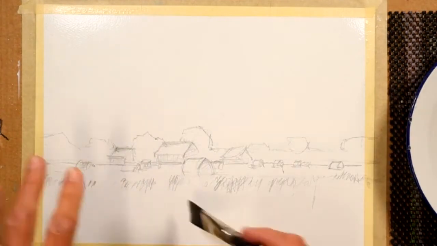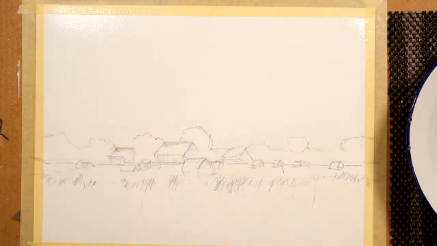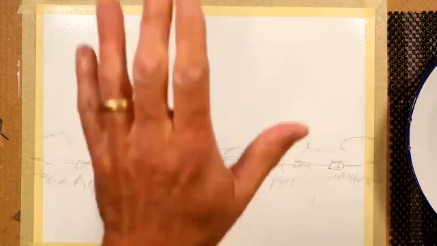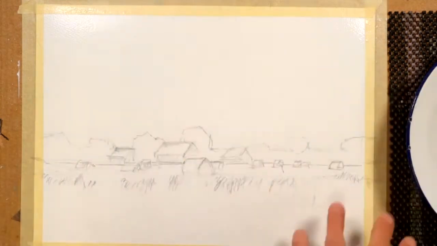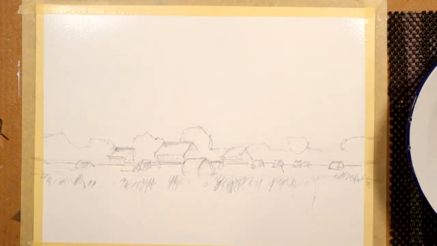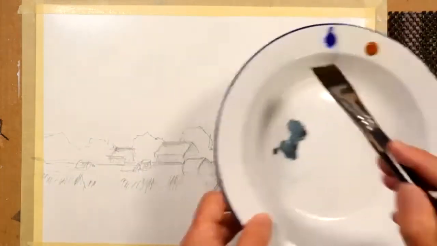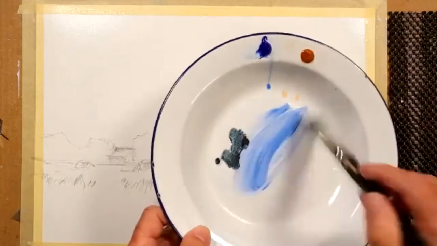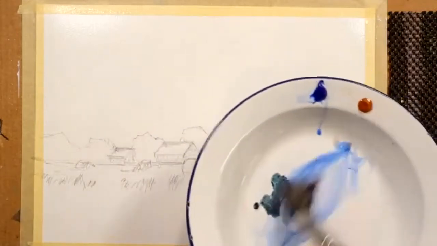Do I do the foreground at the same time? I think not. This is my decision. I think we can pre-wet it, but we'll tackle the sky first and then the foreground. Okay. So let's take a little bit of this ultramarine blue with plenty of water.